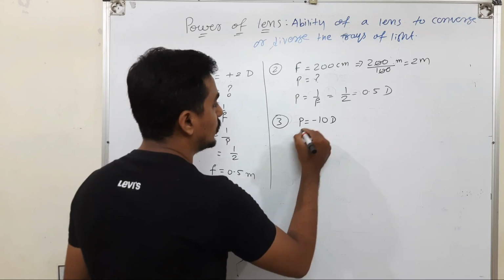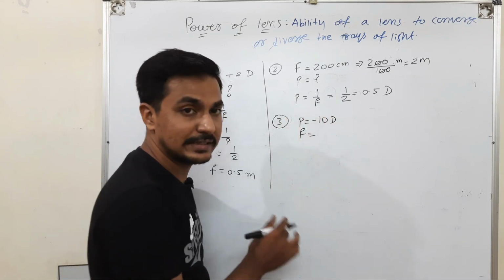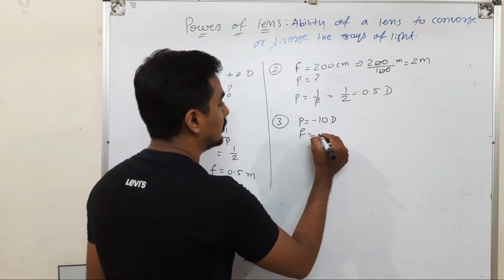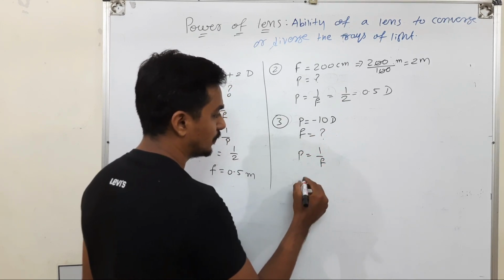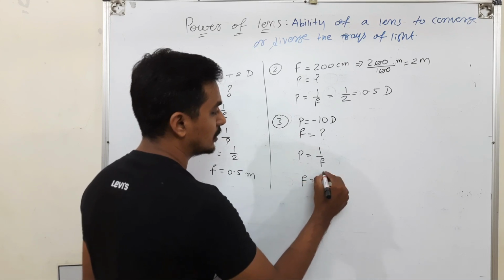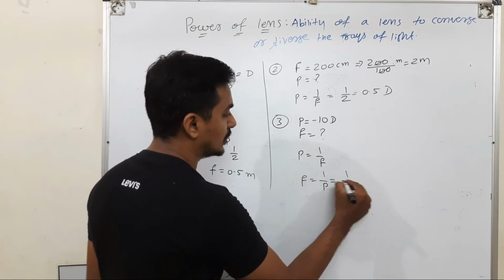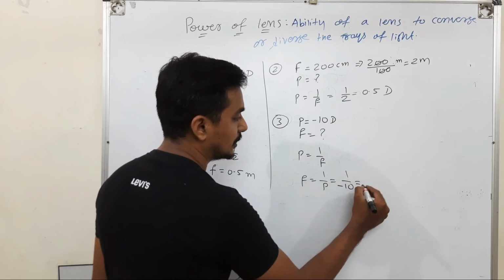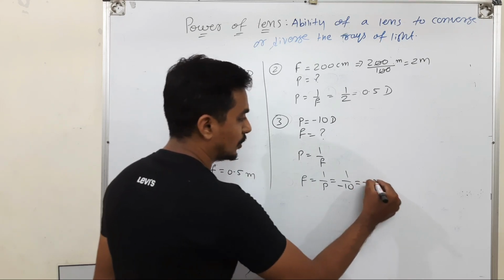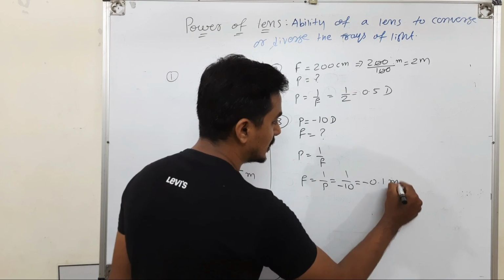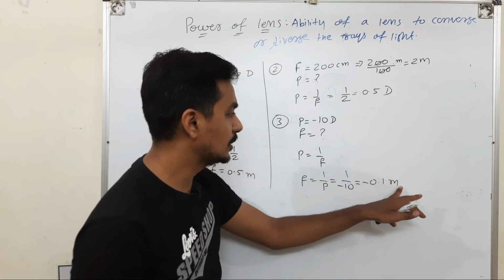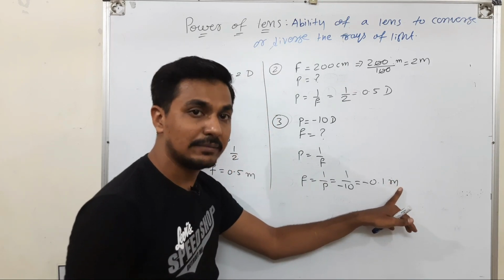So what is the focal length and which type of lens is it? Here f is asked. So P is equal to 1 by f, so f is equal to 1 by P. So 1 by minus 10, so it is minus 0.1 meter. Okay, minus 0.1 meter. The answer you will get is in meters.